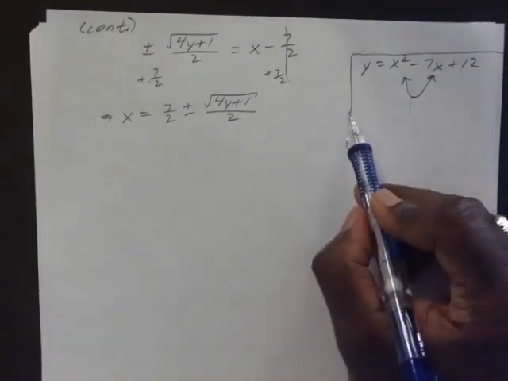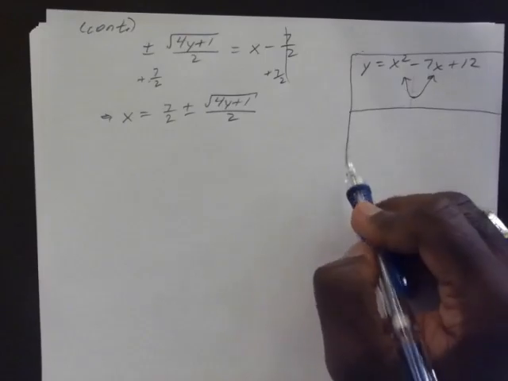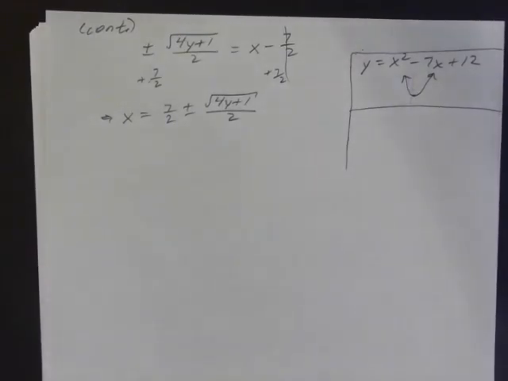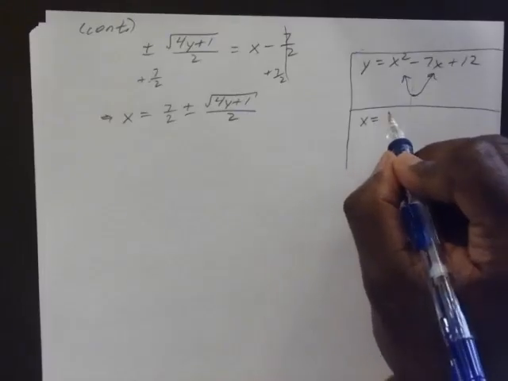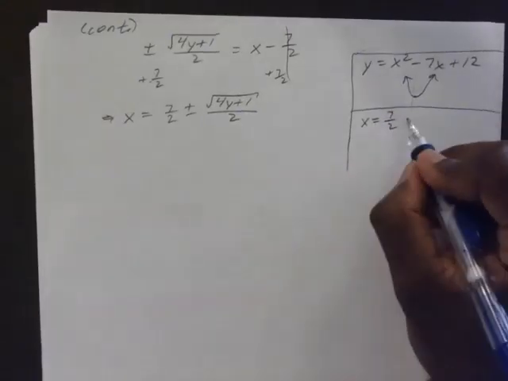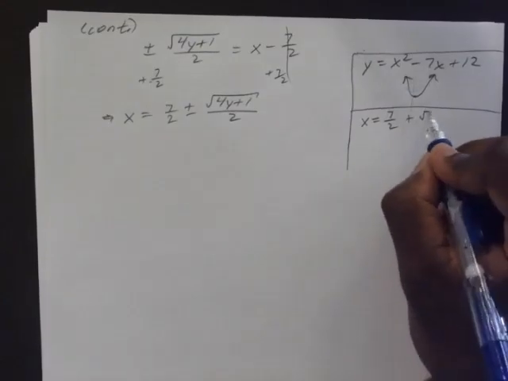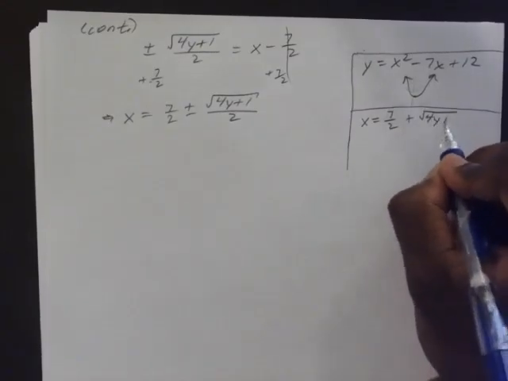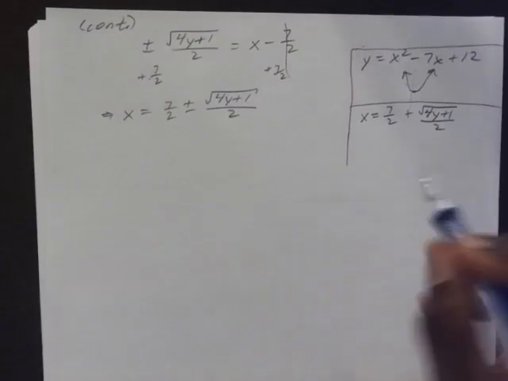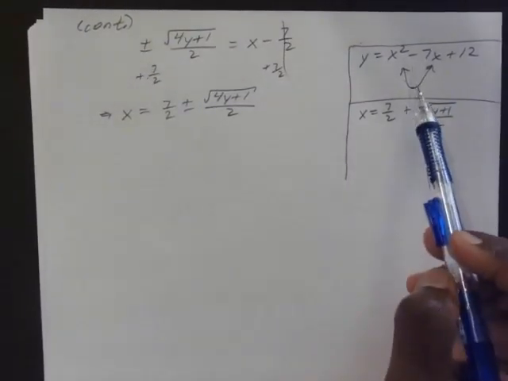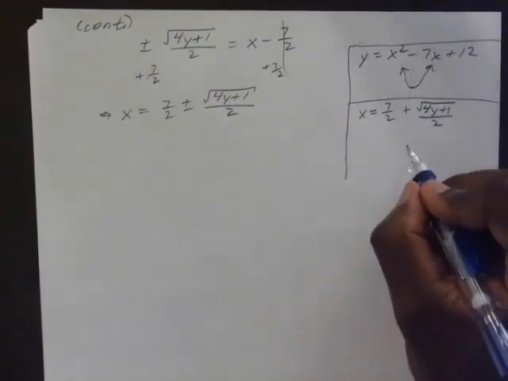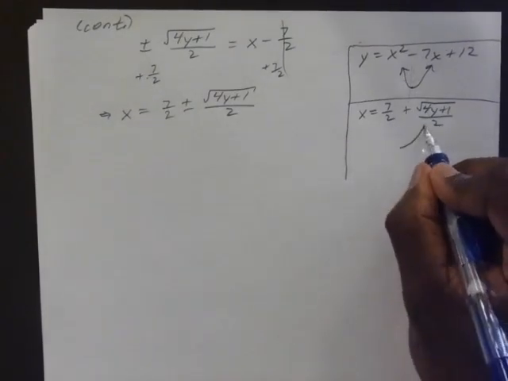And if on the very same graph, or you can open up a new graph, completely up to you, you plug in x is equal to 7/2 plus the square root of 4y plus 1/2, that graph will actually just be the right side of this one. That'll look like this.